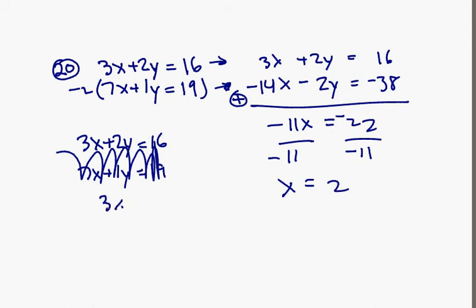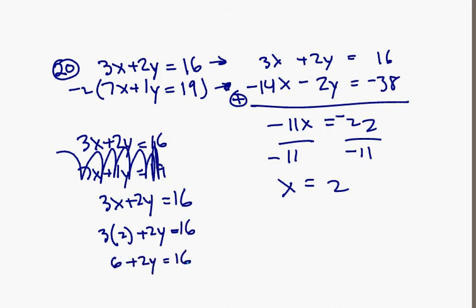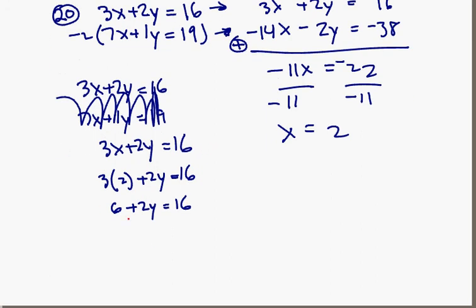Let's just take one of those, 3x plus 2y equals 16, and simply substitute in 2 for x in the equation. So I have 3 times 2 plus 2y equals 16. 6 plus 2y equals 16. Okay? So at this point, I'm going to subtract 6 from both sides of the equation, the constant term on the variable side. So I wind up with 2y equals 10. Therefore, y is equal to 5.